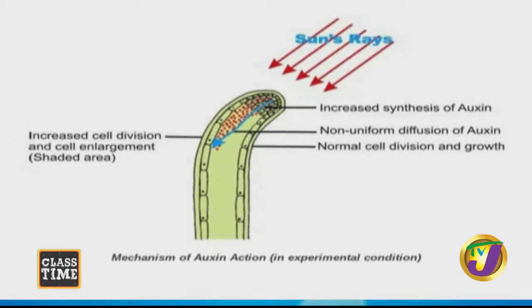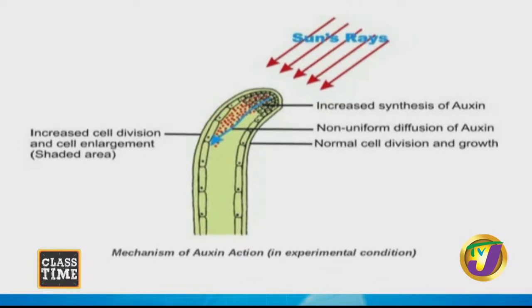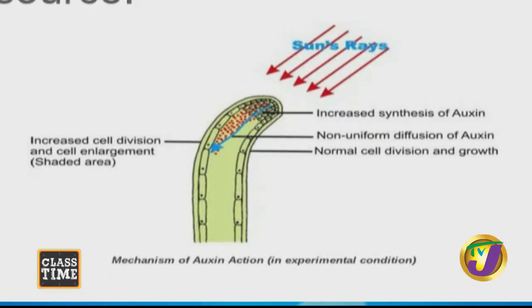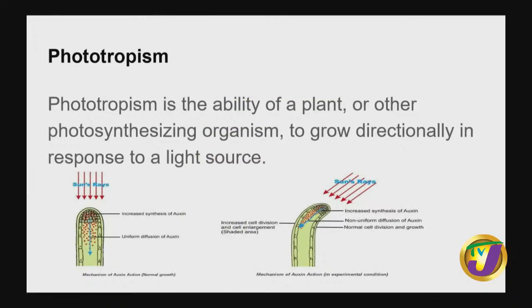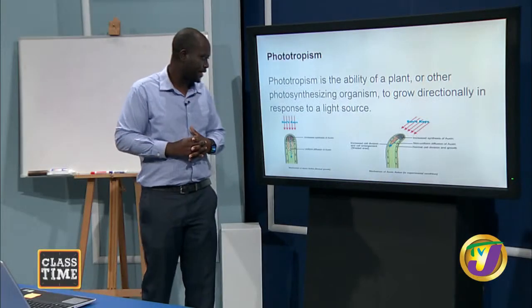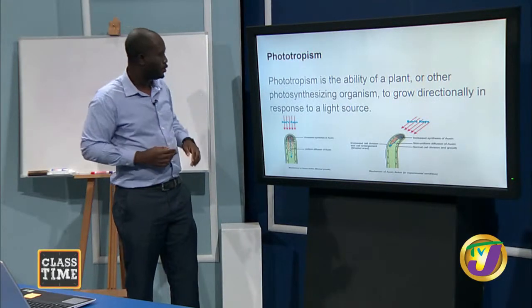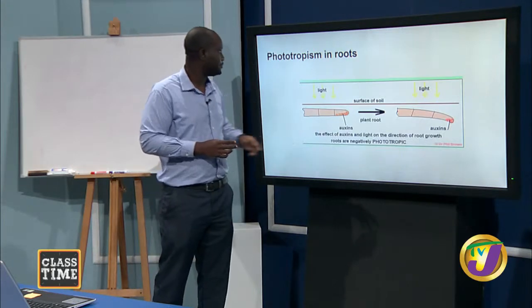In the stem, an accumulation of auxins promotes cell elongation. So what do I mean? The cells on this side are going to elongate faster than the cells on the side that the light is shining on. So the stem is going to bend towards the light source because one side will be elongating faster than the other side. And so you have a bending towards that light source.